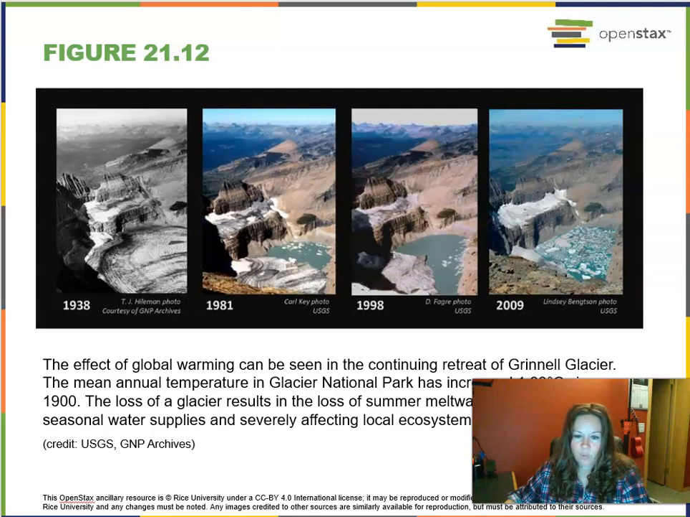Here's an effect of global warming that can be seen in the continuing retreat of the Grinnell Glacier. The mean annual temperature in Glacier National Park has increased 1.33 degrees Celsius since 1900, and the loss of a glacier results in the loss of summer meltwaters, sharply reducing seasonal water supplies and severely affecting local ecosystems. So just take a look at the differences as time has gone on.